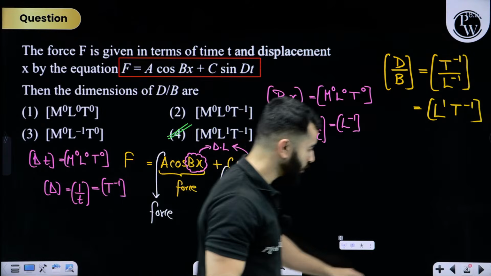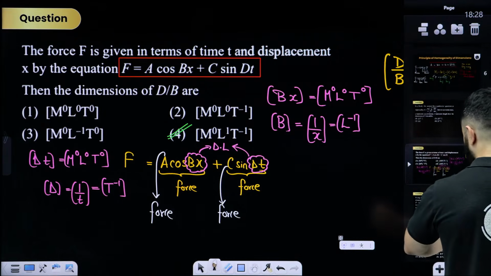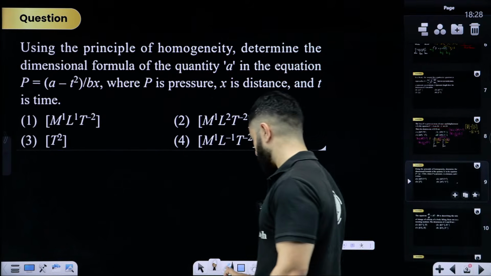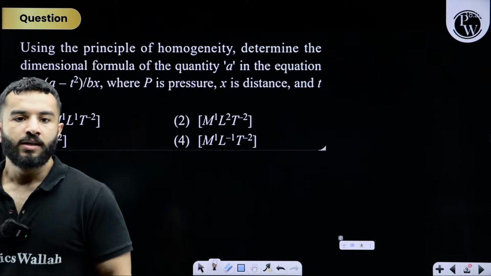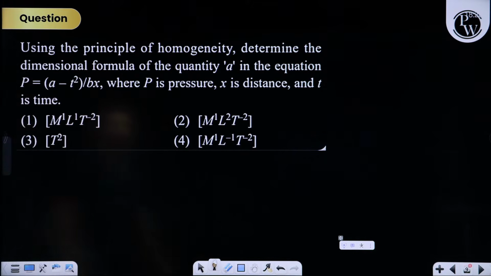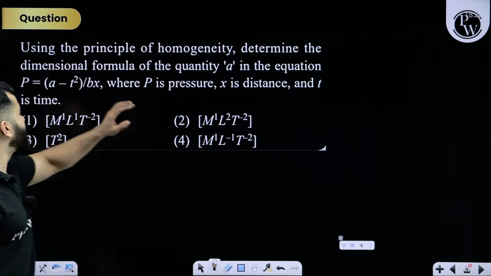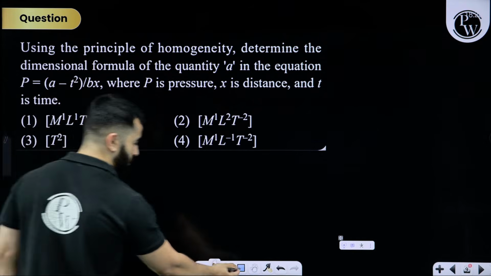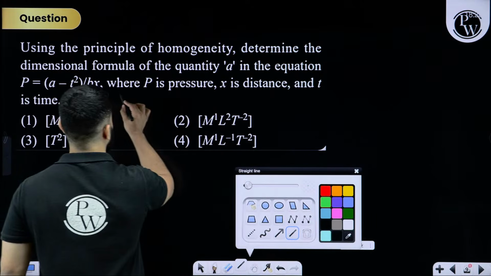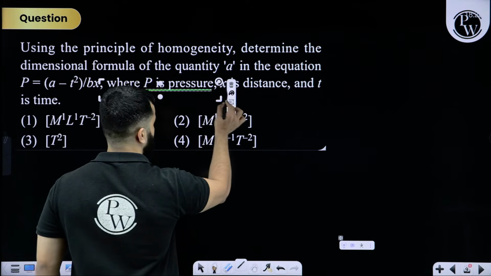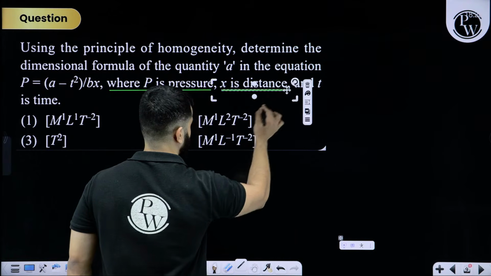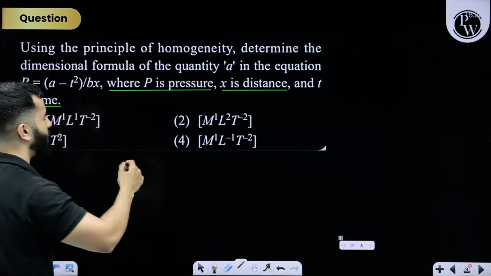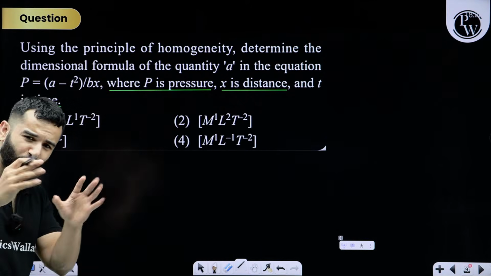Done? Moving on. Let me give you a nice problem out of this. Be quick. Using the principle of homogeneity, determine the dimensional formula of quantity A. Please note, either they are going to specify what things are, like P is pressure, X is distance, and T is time. We need to find out A. We don't have to worry about anything.